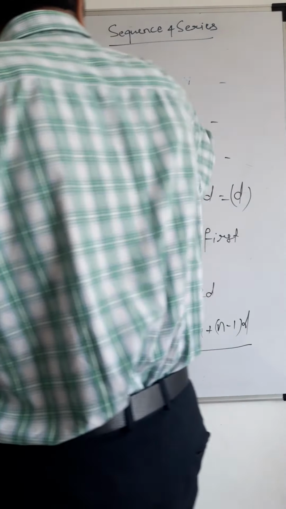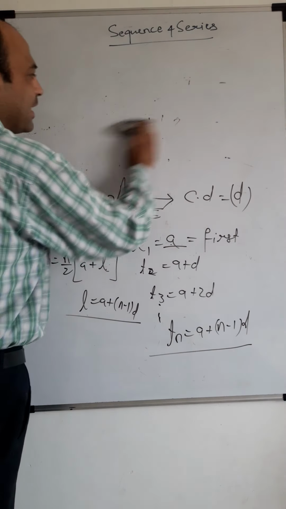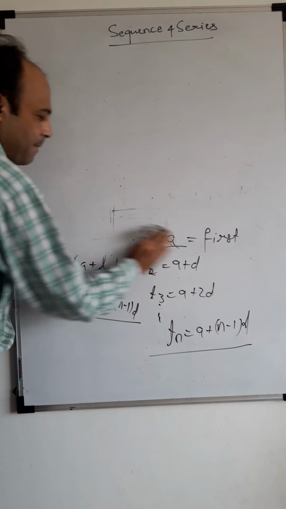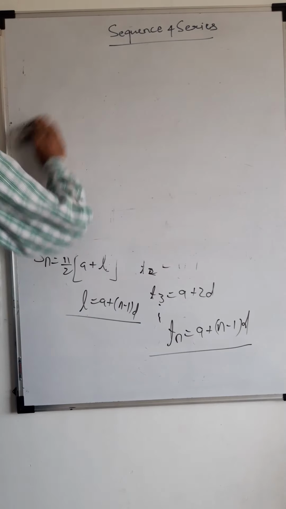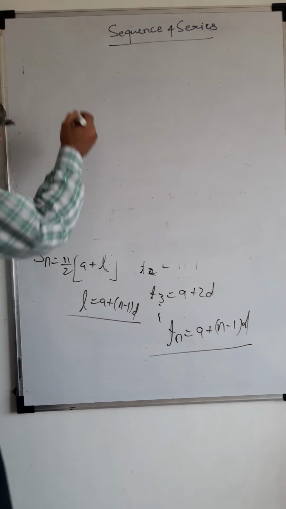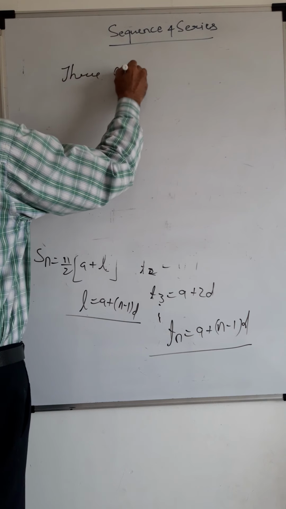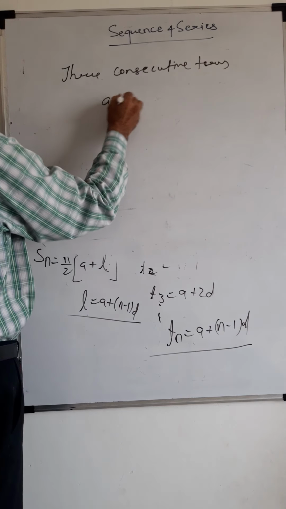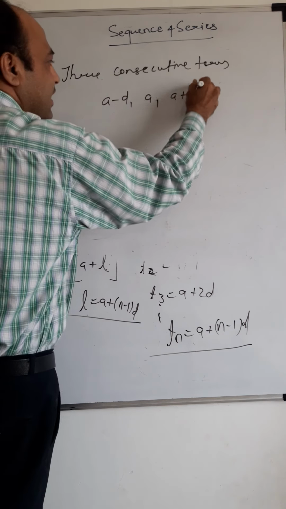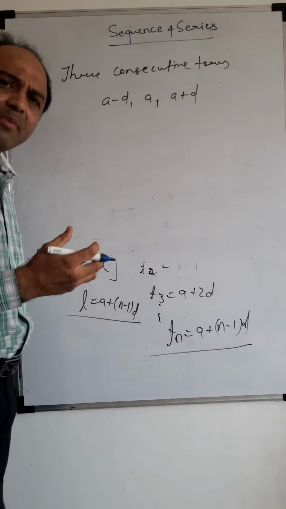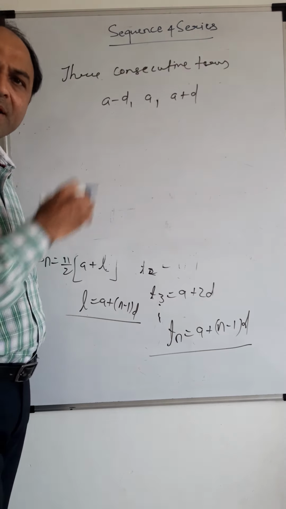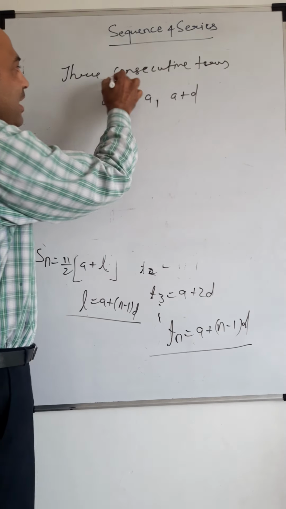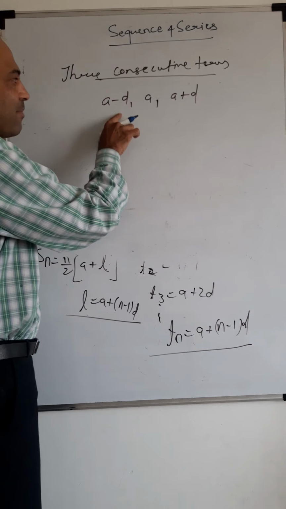Now, in this we came to know the sum of n terms of an AP. Now we will look at consecutive terms of an AP. Three consecutive terms: a minus d, a, a plus d. Consecutive terms can be from anywhere. Let's say the 61, 62, 63 terms of an AP, or let's say the 71, 72, 73 terms of an AP. That is the meaning of consecutive terms. Correct? So a minus d, a, a plus d.